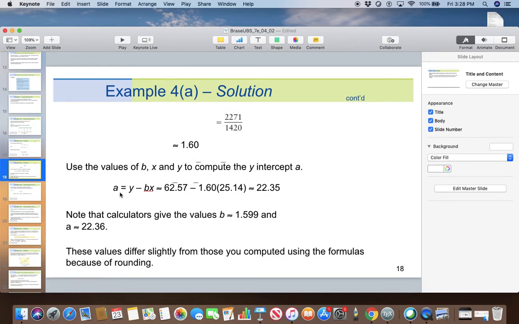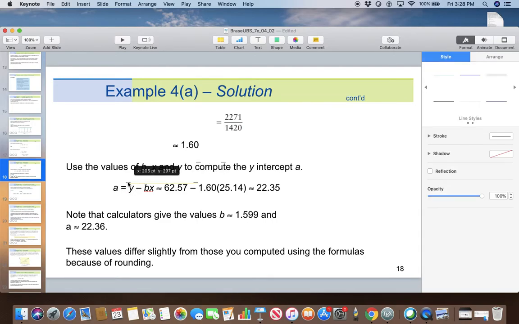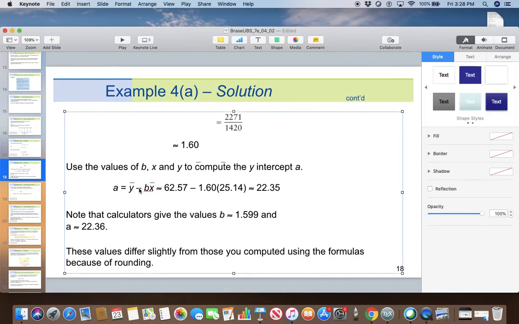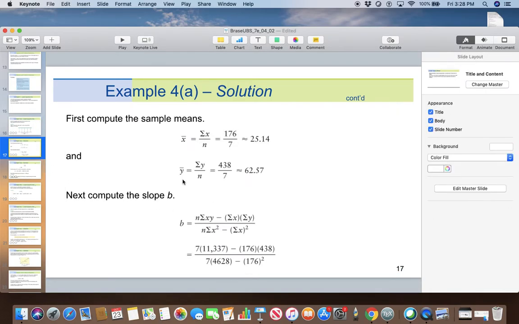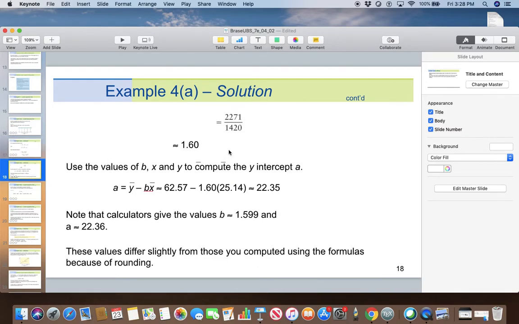What is a? A is y bar minus b x bar. So this slide has to be corrected, guys. A is y bar minus b x bar. So y bar you found already, x bar also you found, and b also you found. So y bar minus b x bar gets me a.